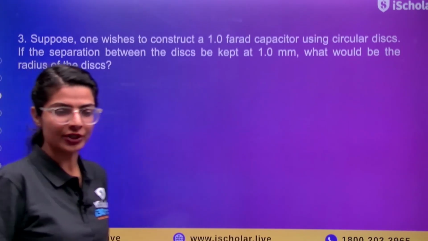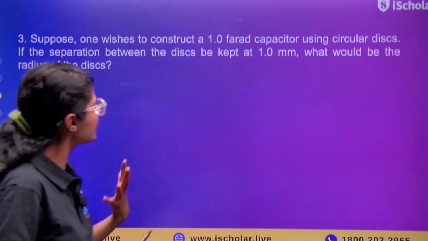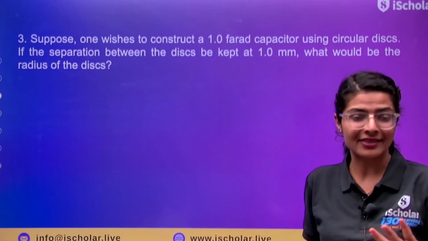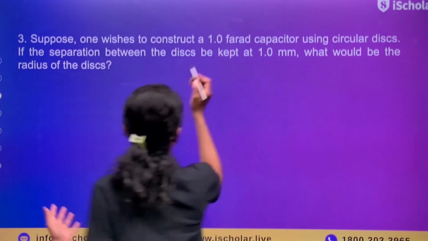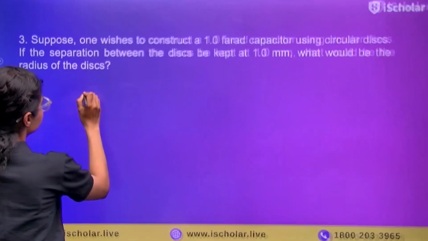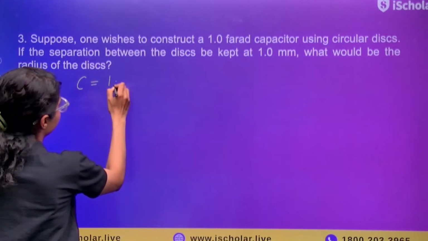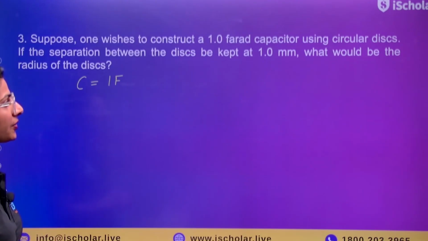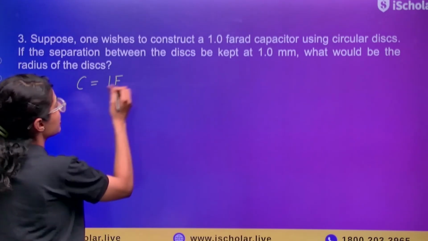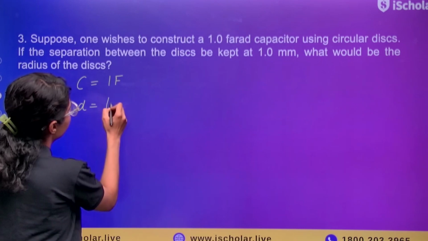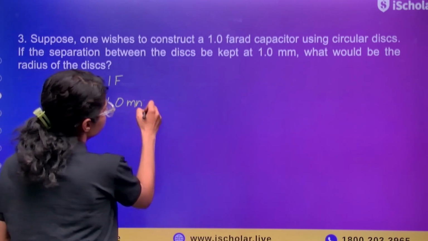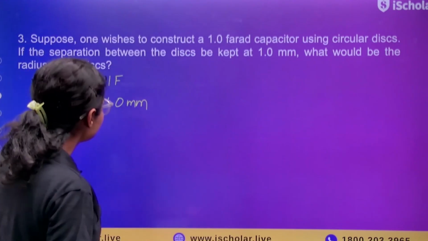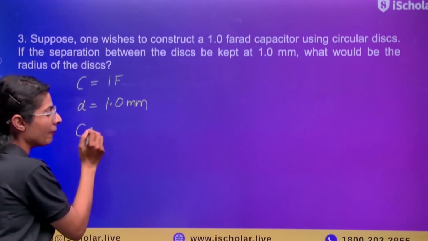Coming to the next question, it is given that suppose one wishes to construct a 1 farad capacitance. So we want to make a capacitance whose value is 1 farad using circular discs. If the separation between the discs is 1 mm, what would be the radius of the discs? Again, we'll be using the basic formula.